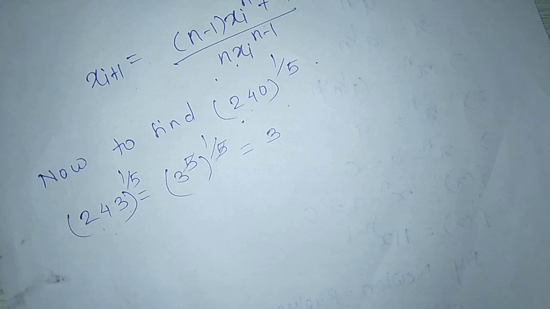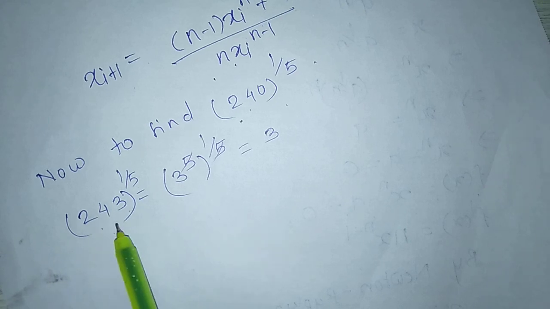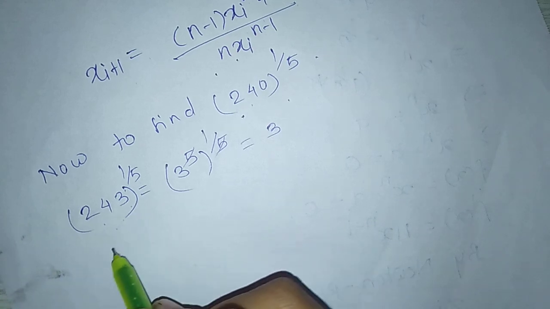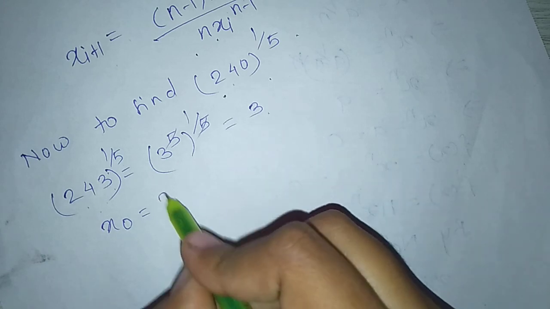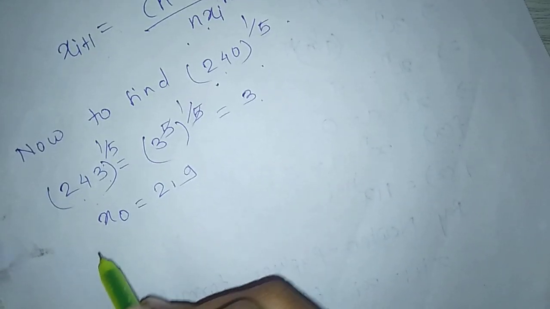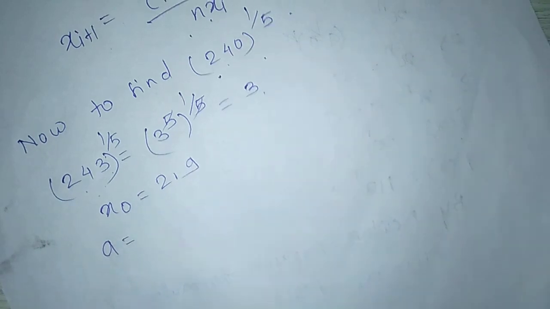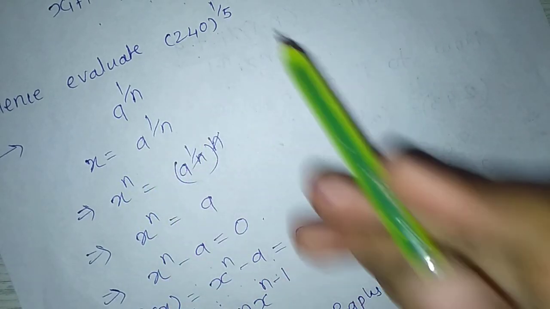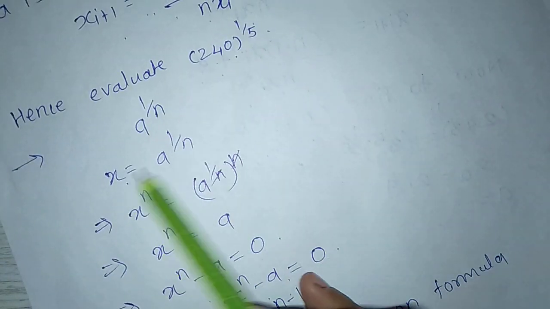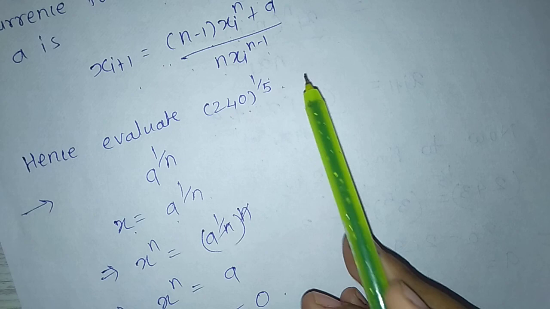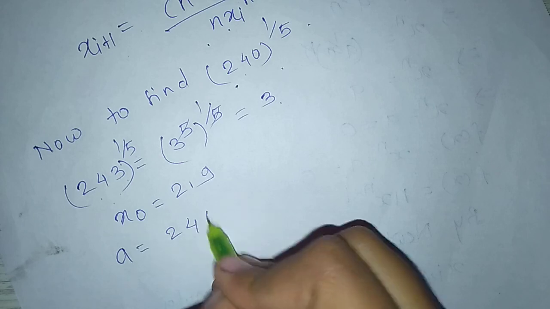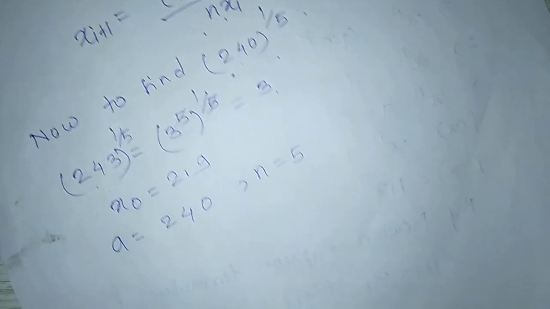The fifth root of 243 is 3, and 240 is less than 243. So the fifth root of 240 is definitely less than the fifth root of 243. So the approximate value x naught should be chosen less than 3, say 2.9. Now comparing 240 raised to 1 upon 5 with x equal to a raised to 1 upon n, here a equals 240 and n equals 5.